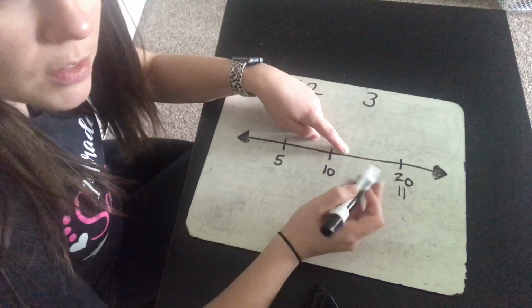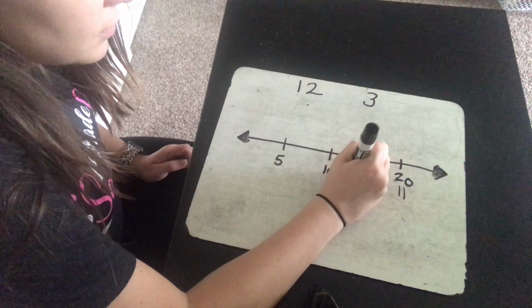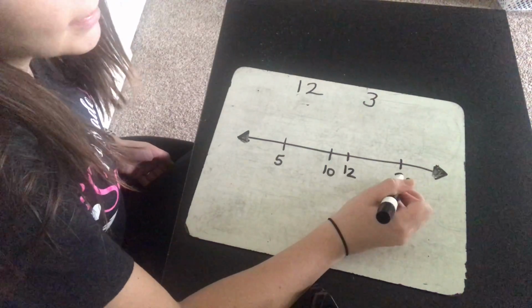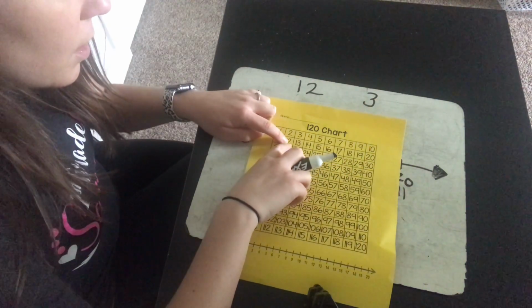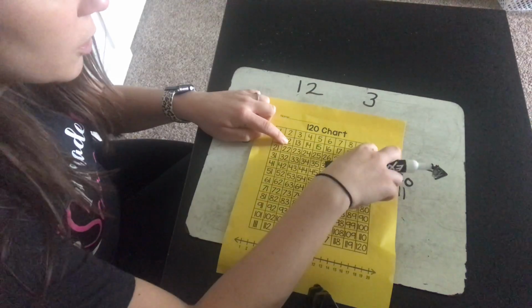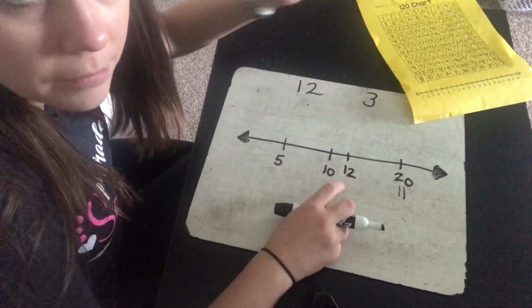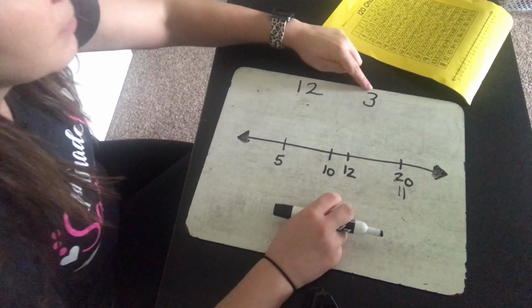So 12 is going to be kind of close to 10, but not as close to 20 because 20 has lots of numbers in between. Here's 12 here, here's 20 way down here, and here's 10. So 12 should be kind of close to 10 on my number line. Okay, let's look. The other number we have is 3.